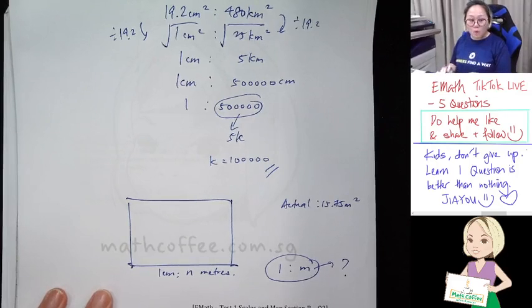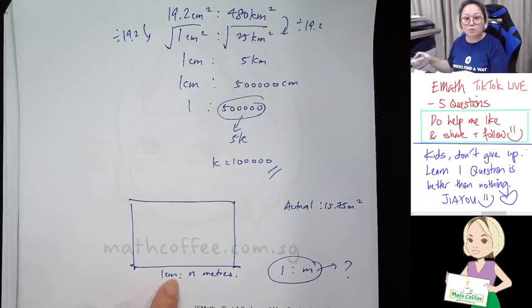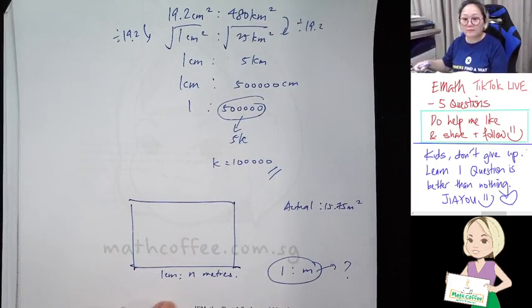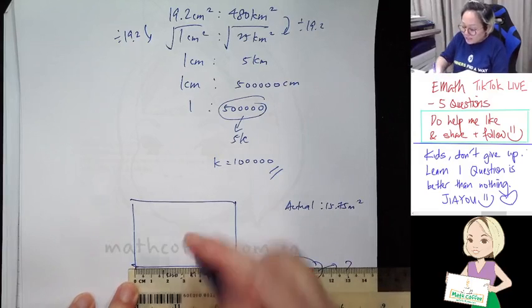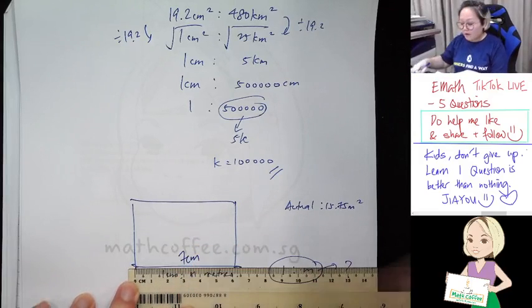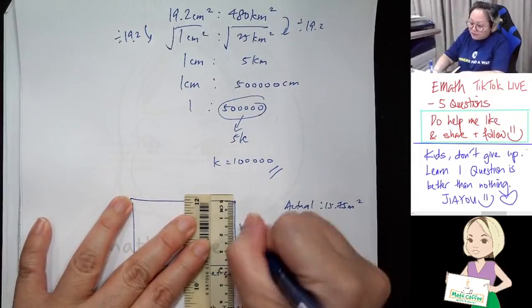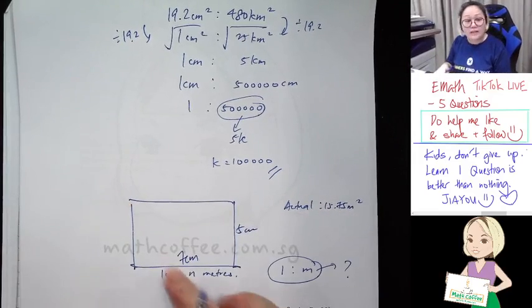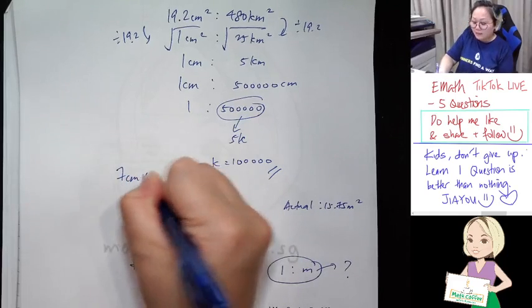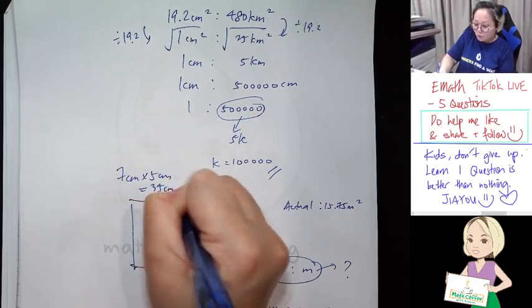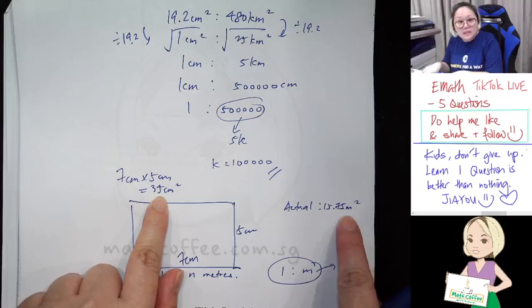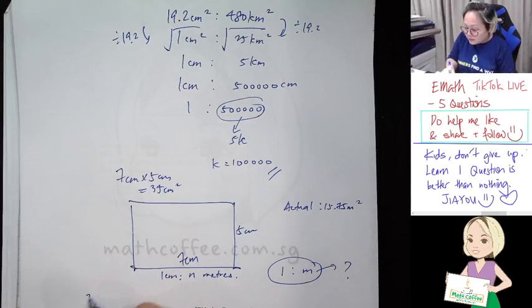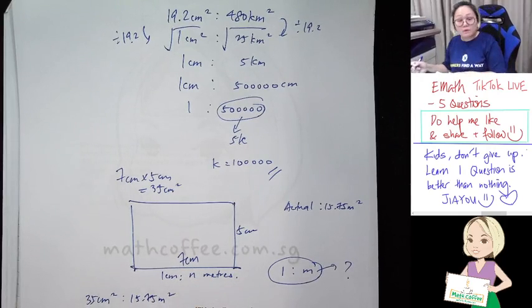How do you find it? I didn't draw it to scale, so what you do is just use a ruler. Example only: let's say I measure this one is 7 cm, and here let's say it's 5 cm. To find the area of the rectangle, we take 7 cm times 5 cm, we get 35 cm square. Agree? So this is the map area. Then they tell you the actual area is this. Then you will say, okay, so it means that 35 cm square represents this 15.75 meters square. You understand?